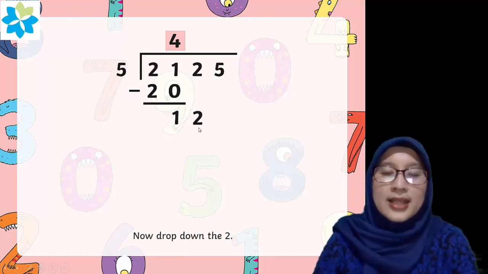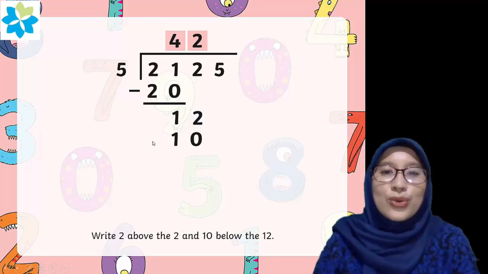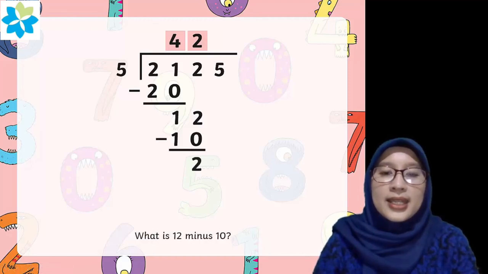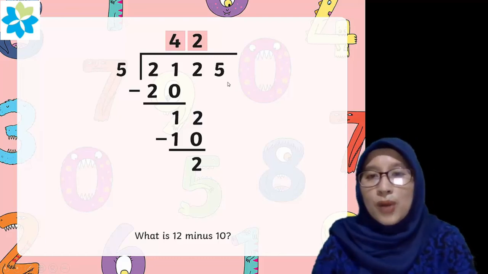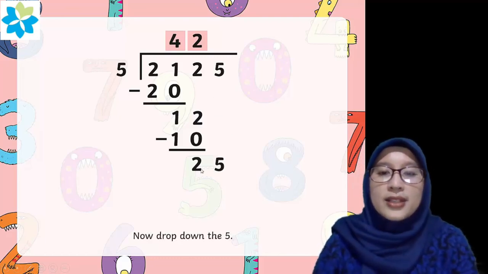And then let's count 12 divided by 5. Kita bagi dengan 5, berapa yang paling mendekati? Yes, we need 2. Okay, and then let's count 2 times 5 equals 10 here. Nah, 2 dikali 5 hasilnya 10. And then let's subtract 12 by 10. And it's equal to 2. And the last one, let's drop the 5 beside the 2 here.